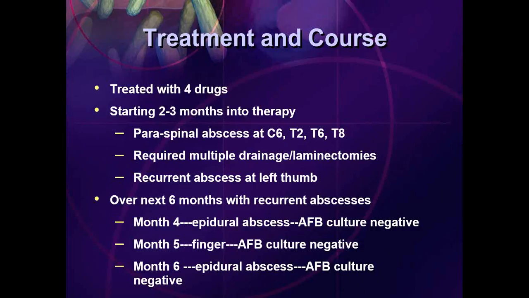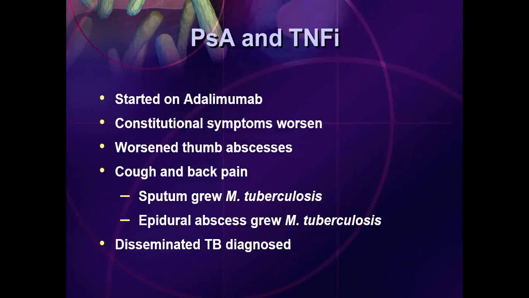Over the next 6 months, again, more and more abscesses. Right hand, one of his fingers, several other areas, both similar areas as well as new areas along the spine. All of these were drained. All of them were culture negative. Some of them were smear positive, but again, all of them were culture negative.